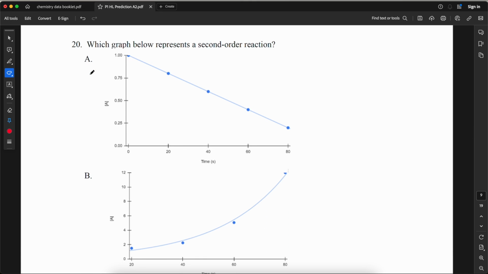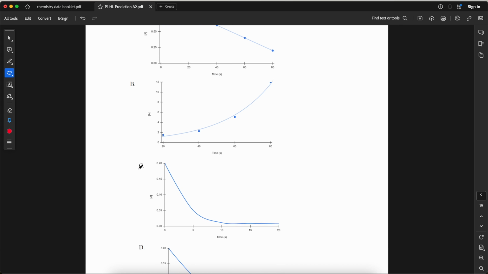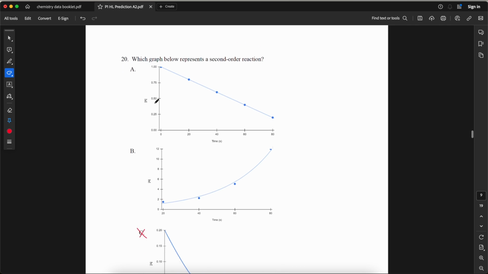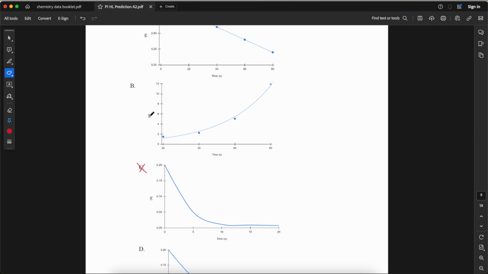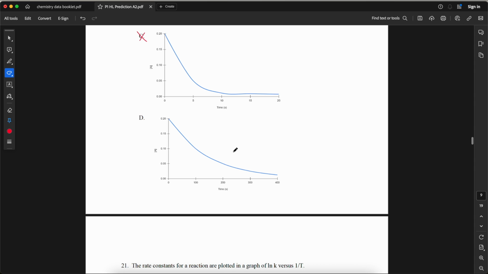Which graph below represents a second order reaction? The answer is C, because this is between the concentration and time. The first one is zero order. The second one should be rate of reaction and concentration. And then the D graph is the first order.